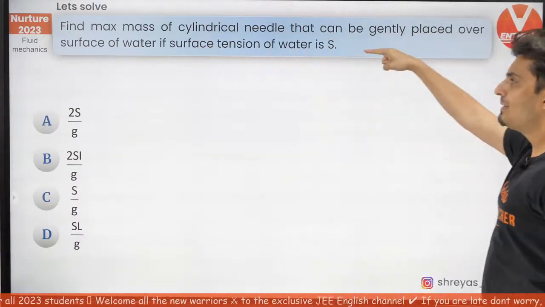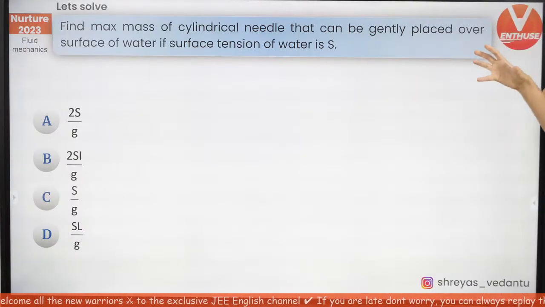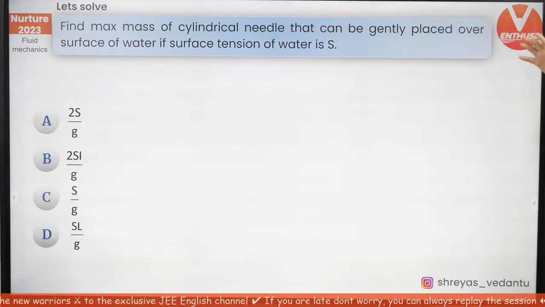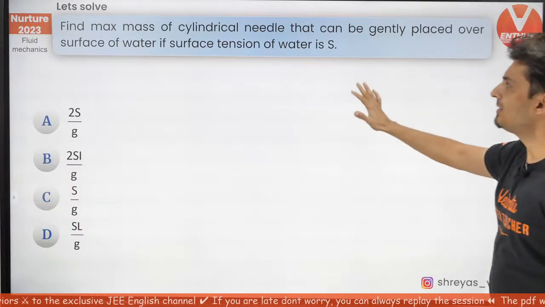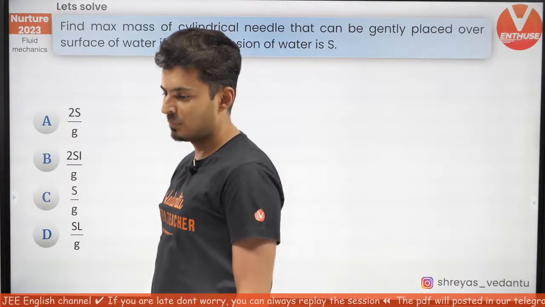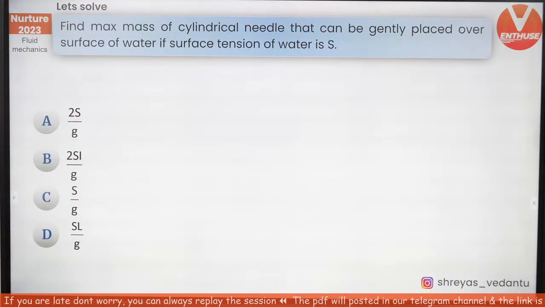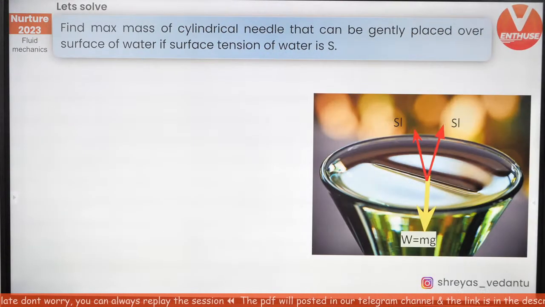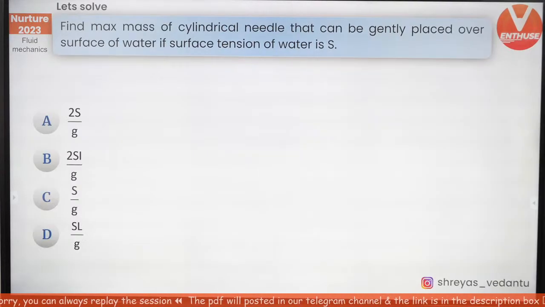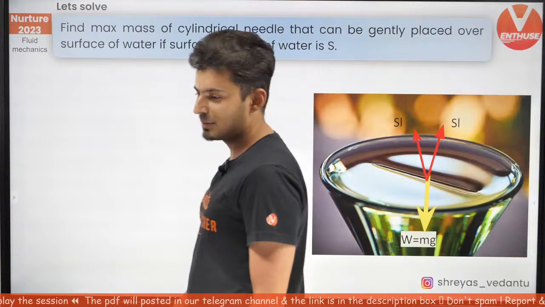Amazingo. Find the max mass of a cylindrical needle that can be gently placed over the surface of water if the surface tension of water is S. Beautiful. So find the max mass of the cylindrical needle that can be gently placed over the water so that it can be balanced. I'll give you a hint. Look at this over here.